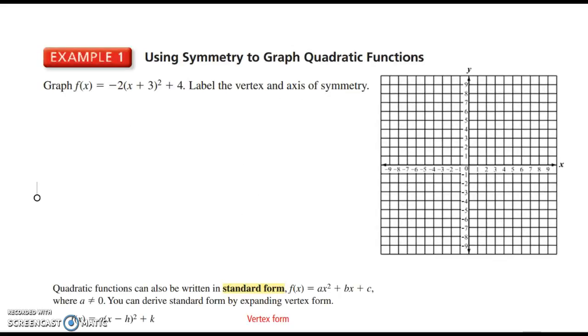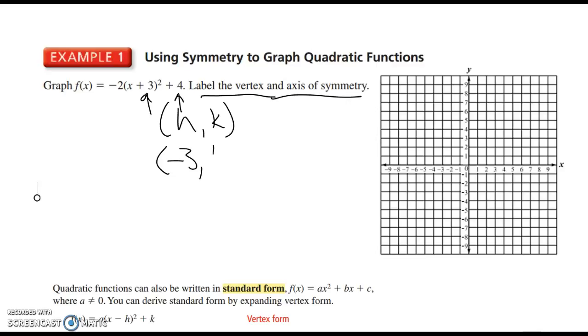Now go to example 1 in your notes for section 2.2, and we are going to label the vertex and the axis of symmetry. I know my vertex is (h, k), and from this problem, I can see that h is -3 and k is 4. Remember, we do the opposite of what's inside the parentheses. So go ahead and plot (-3, 4).